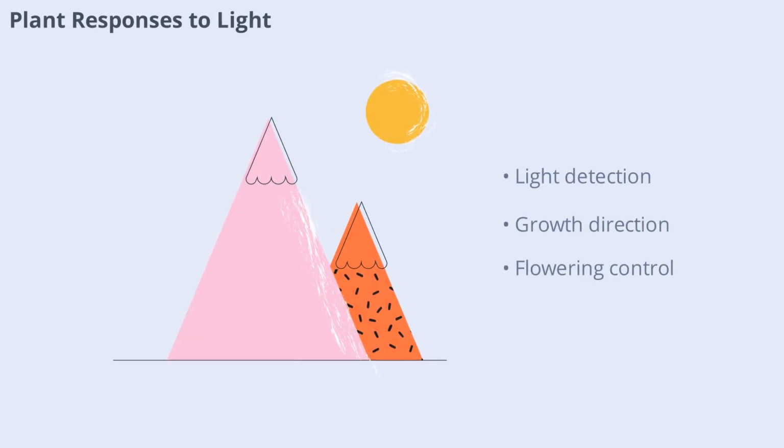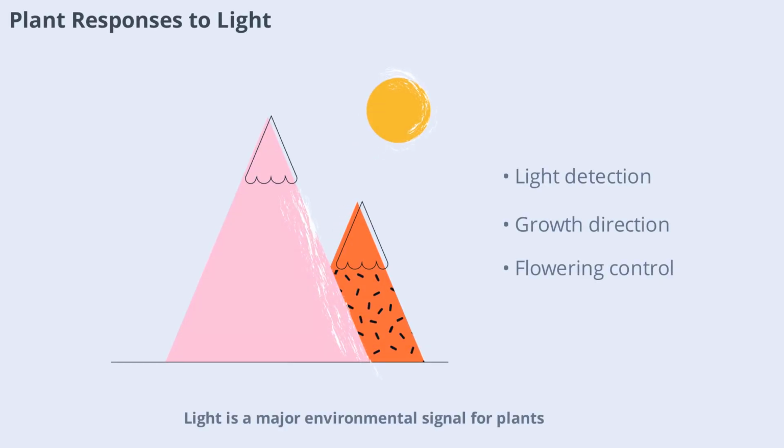Light is a major environmental signal for plants. They use specialized pigments to detect changes in light quality, intensity, and duration. These signals control processes like seed germination, flowering, and the daily opening and closing of leaves. Plants can even adjust their growth direction to maximize light capture.